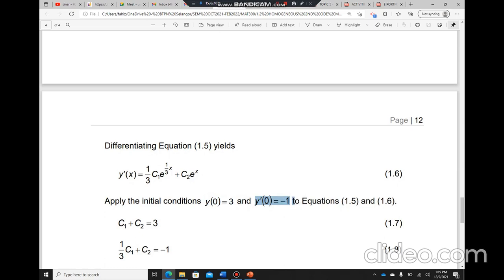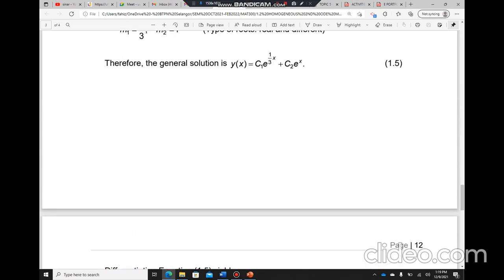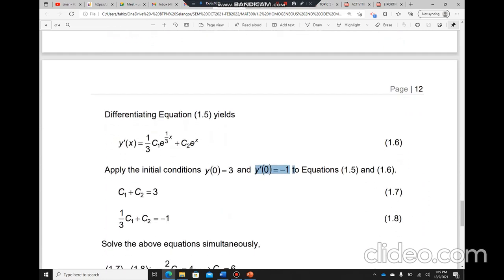Okay, so caranya awak just ada y tadi kan, y yang atas ni, y is C1e 1 over 3x plus C2ex, and then awak cari dulu y prime. Okay, y prime macam ni, kita just differentiate je lah. Okay, differentiate e 1 over 3x, dia dapat 1 over 3 C1e 1 over 3x. C1 ni tak apa sebab dia just a constant. So kat sini jangan guna product rule, takut awak confuse guna product rule. Okay, then C2ex sama juga, differentiate exponent, tengok balik formula, salin balik exponent, differentiate x dapat 1. Okay, so dapat y prime.